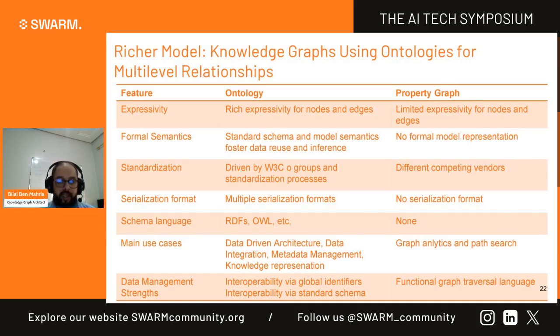And then also for the data management use cases, because ontologies can provide us some powerful keys that we can rely on in order to solve the problem of interoperability, like for example the global identifier and standard schema. This is something that we can't find, for example, in property graphs.